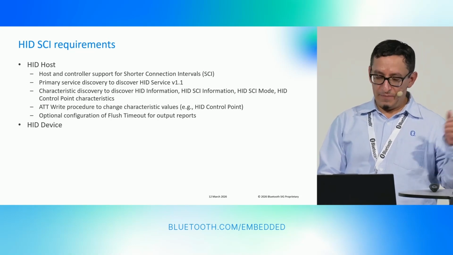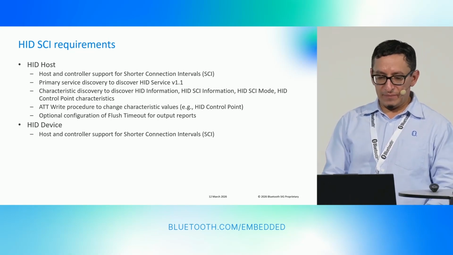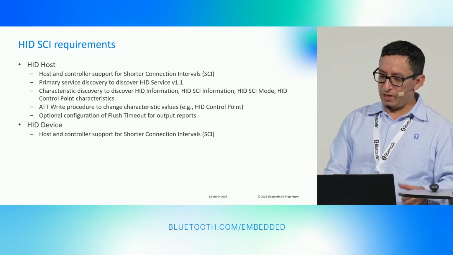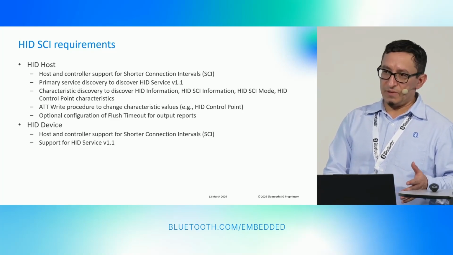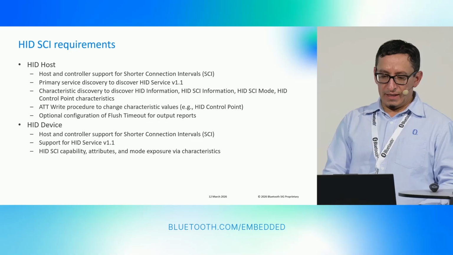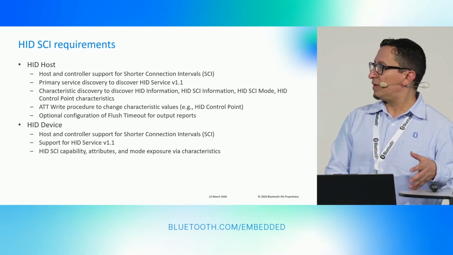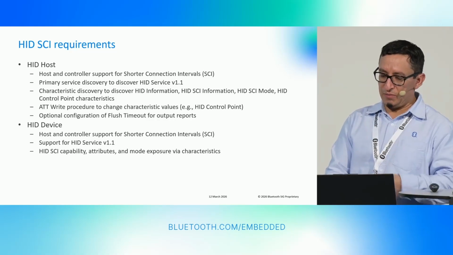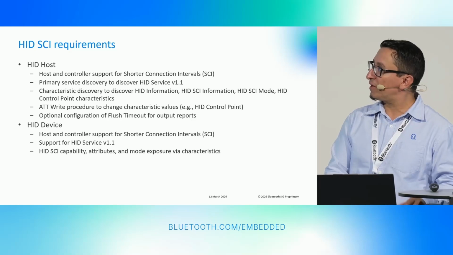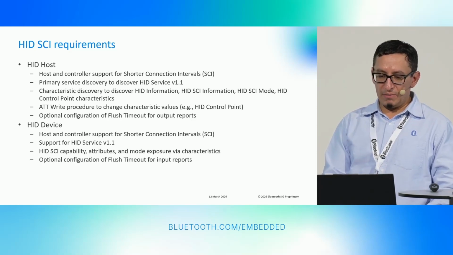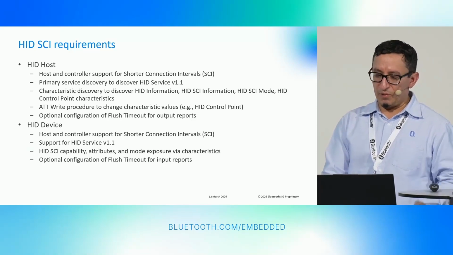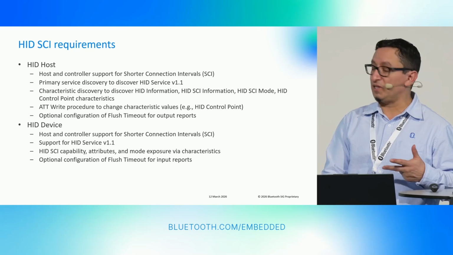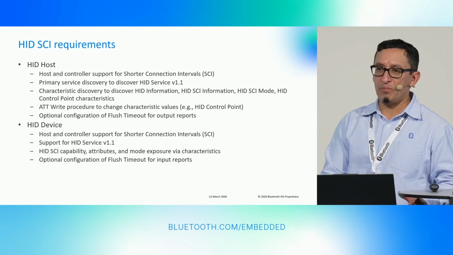On the HID device side, same thing. The device must be able to support shorter connection intervals, HID service 1.1. It must be able to expose its HID SCI capabilities, attributes, and modes through the different characteristics. And it must be able to provide optional configuration options for flush timeouts on the input report side.